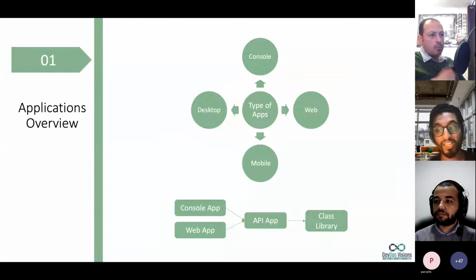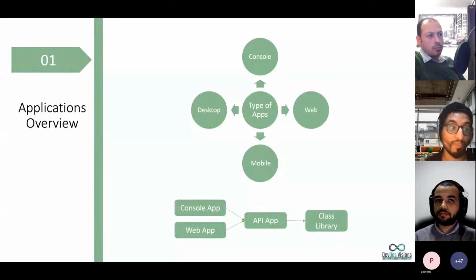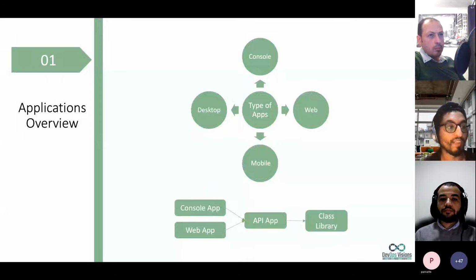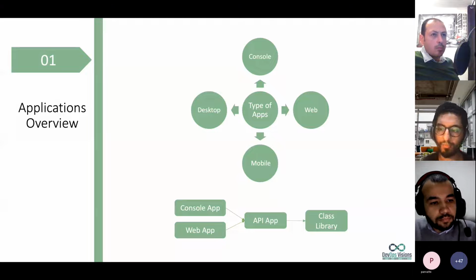APIs, the application programming interface, allow your product or application to communicate with other products and services without having to know how they are implemented. And this is the beauty of it. We can give a quick example of an API.